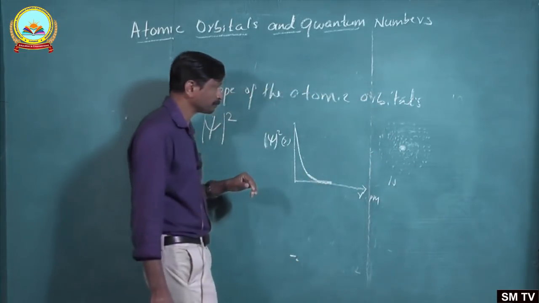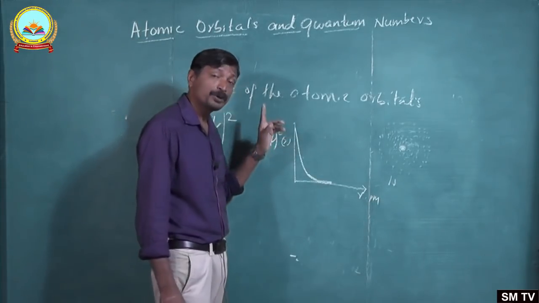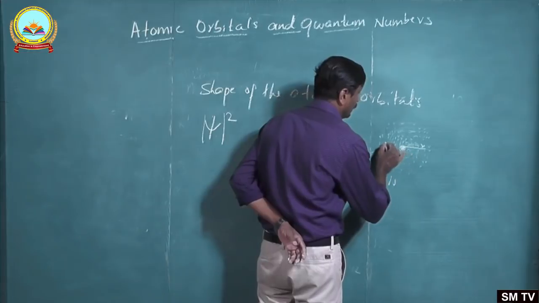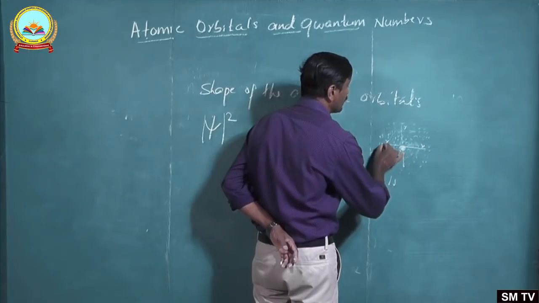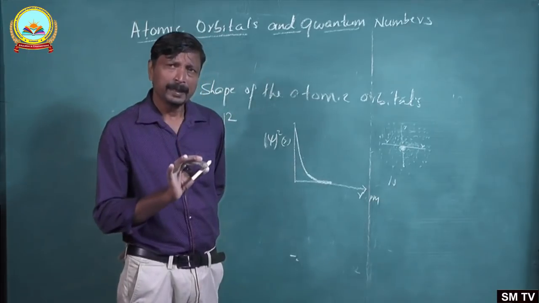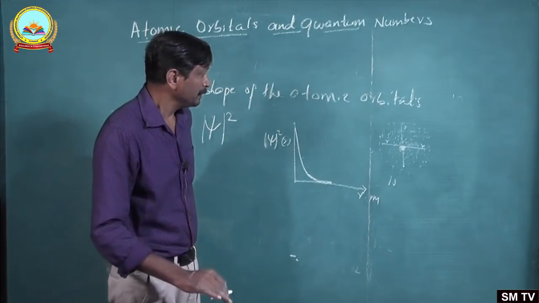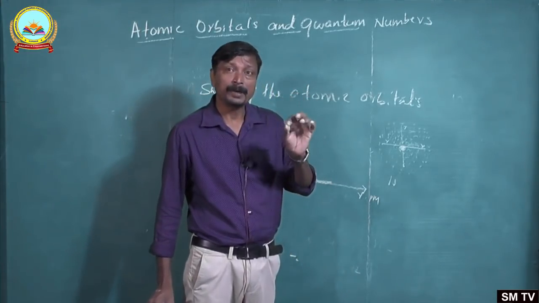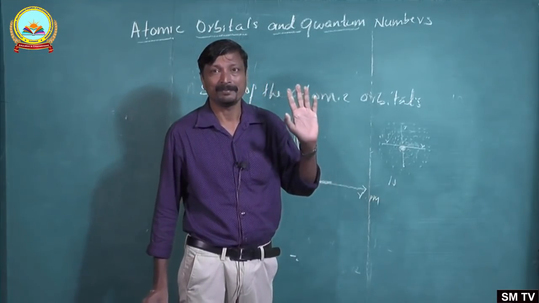So now, one thing is here. The psi square is a function of r. What does that mean? If you move from here a distance r, the electron density at this point is the same. It means the probability of finding the electron in the s orbital is only a function of r. That means if you move in all directions at the distance r, you have the same electron density. It means the s orbitals are spherical in shape.